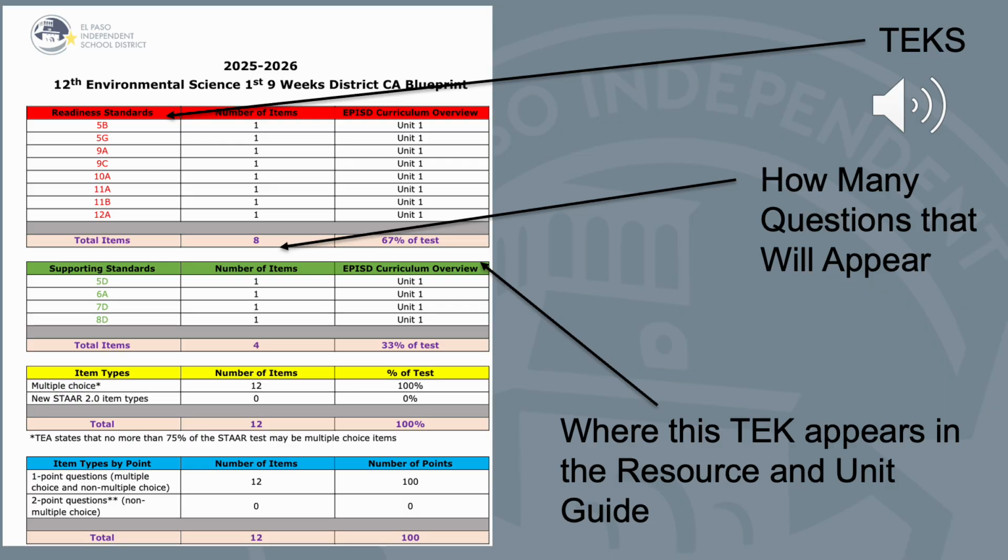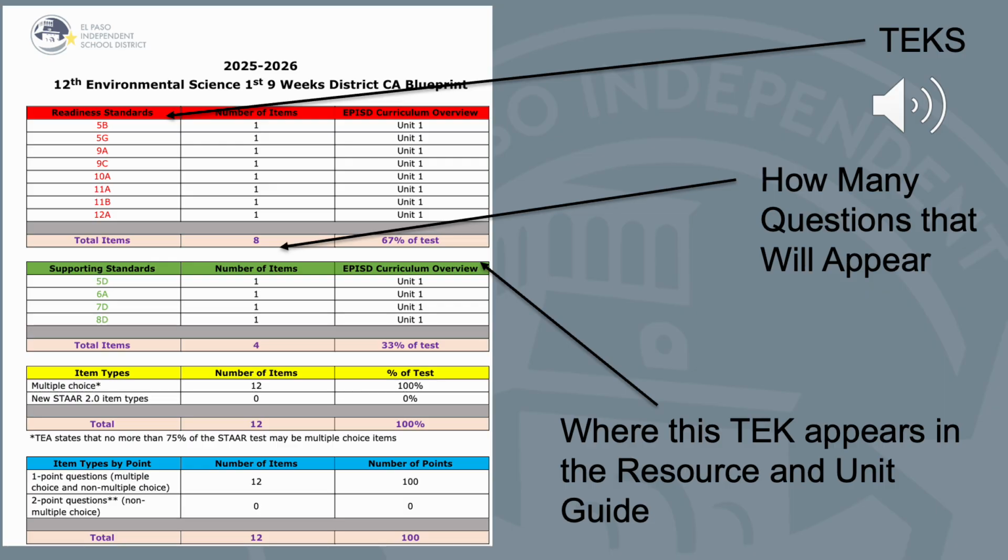to help with backwards planning. So you want to start here first before you start going through your unit guide, because this way you can see how many questions you're going to ask about that particular TEKS. As you can see, again, in red is our readiness standard, and then over on the right hand side you'll be able to see what units you can find those topics in.